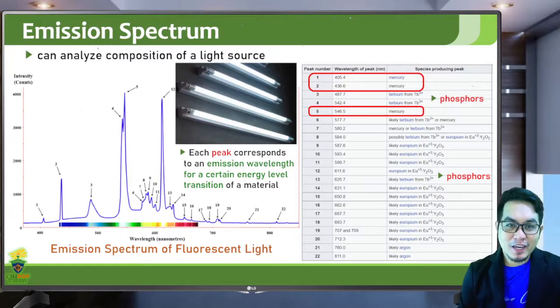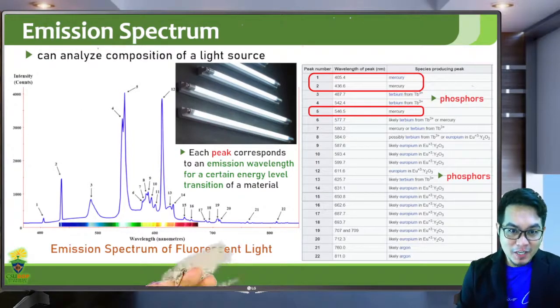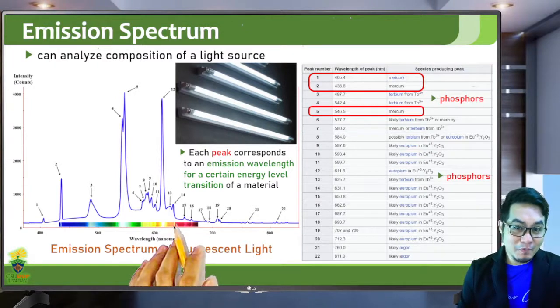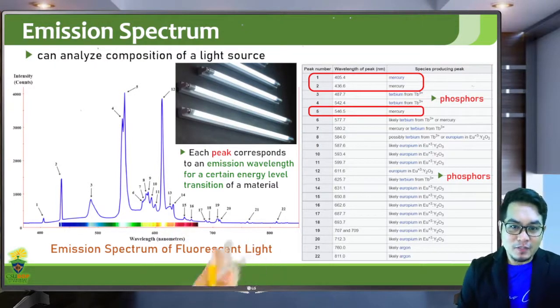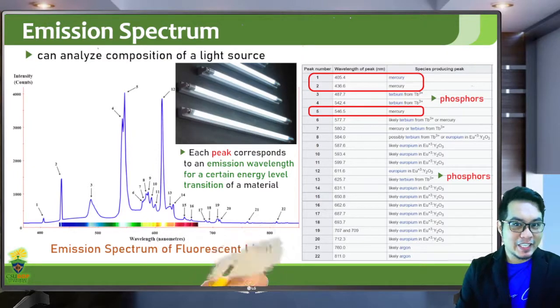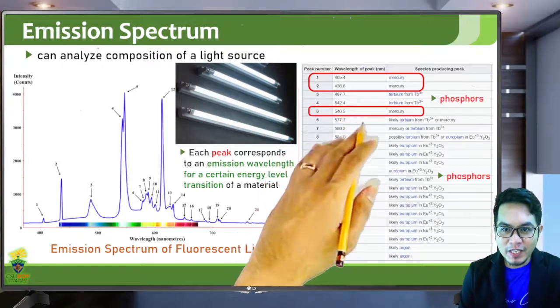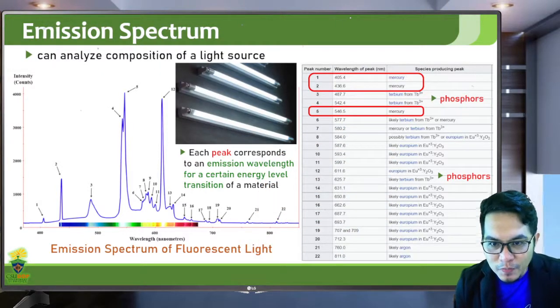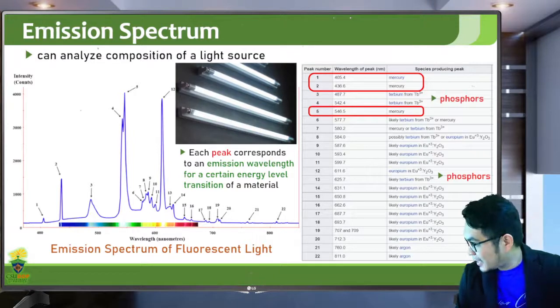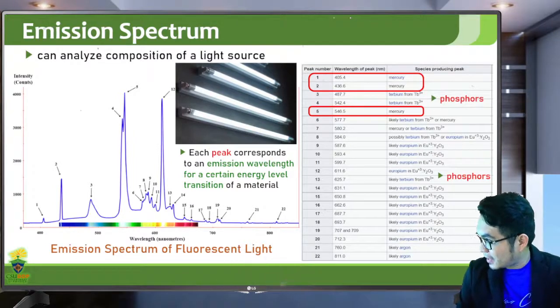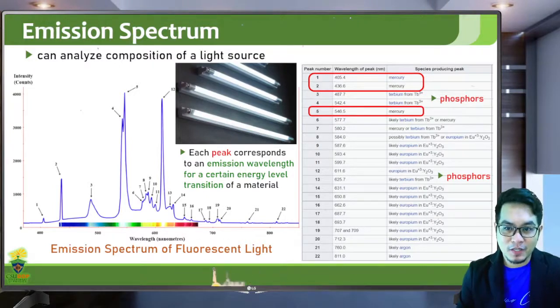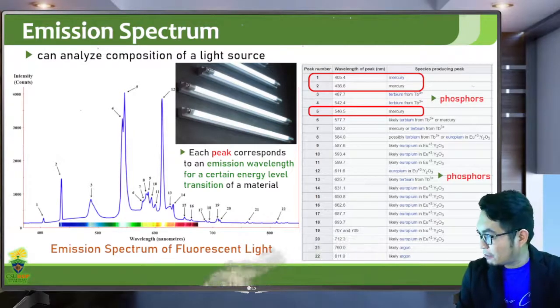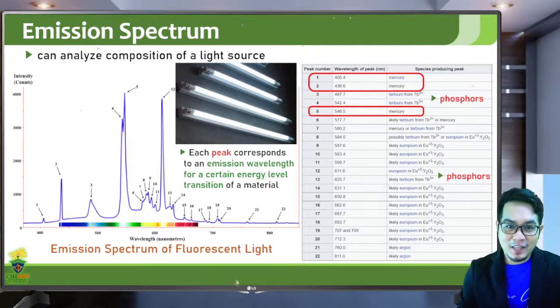Fluorescent light bulbs are now obsolete technology because of LED technology, and they're actually hazardous because of the mercury. But from here, you see that the emission spectrum can tell you what types of gases are emitting light. Here we can see it's mercury, and there's terbium, europium, possibly argon, and so on. Some of these are phosphor coatings, and some of these are gases. There's possibly argon and mercury gas inside your fluorescent light bulbs.